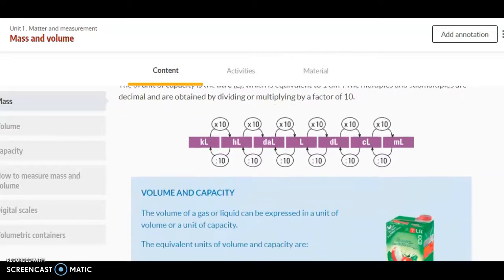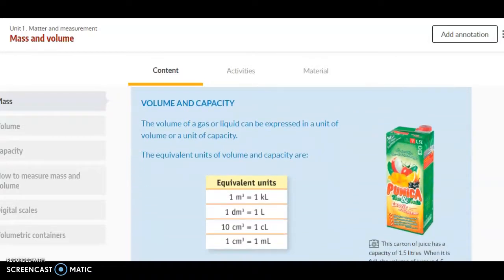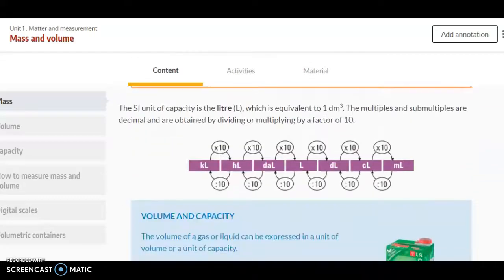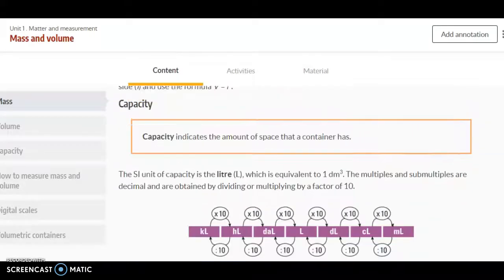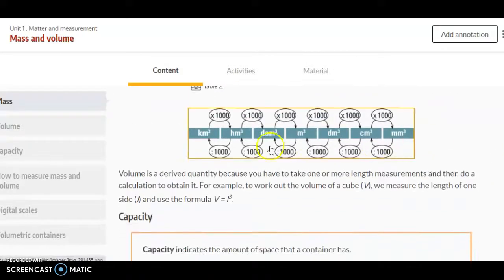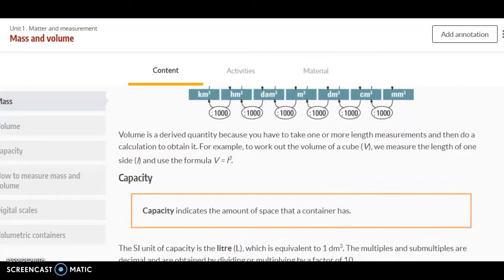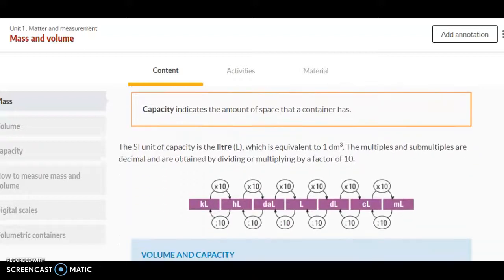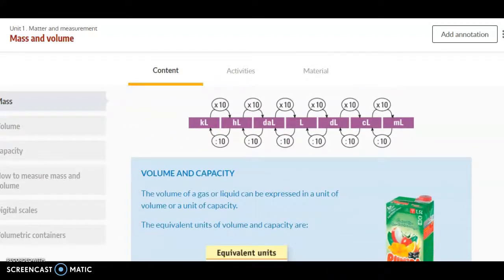Okay, so here you have an example of volume and capacity. Notice that the units for capacity are liters. And we multiply or divide by 1000 because remember that volume is in 3 dimensions, so it's 10 times 10 times 10. It's the same decimal system, only it's 10 to the power of 3 because it's 3 dimensions, but it's always a decimal system for conversions as well.